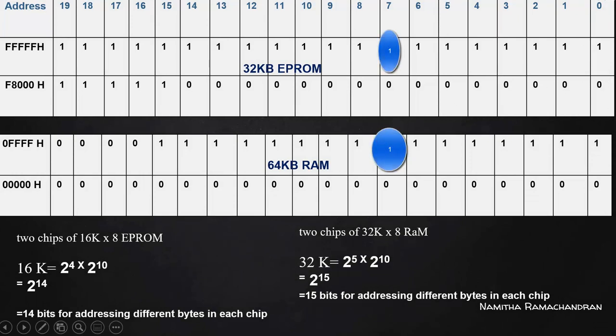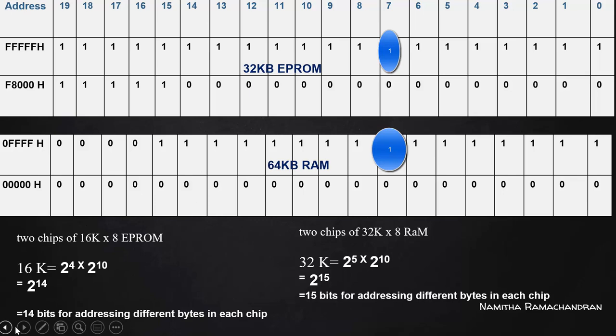The address mapping: from our previous derivation, the RAM is a total of 64 KB, so the address ranges from 00000 to 0FFFF. For the ROM, the EPROM is 32 KB and the address is like this, and its binary representation is marked here. It is a total 20-bit address representation, with address lines A0, A1 up to A19, a total of 20 address bits. The values are given here.